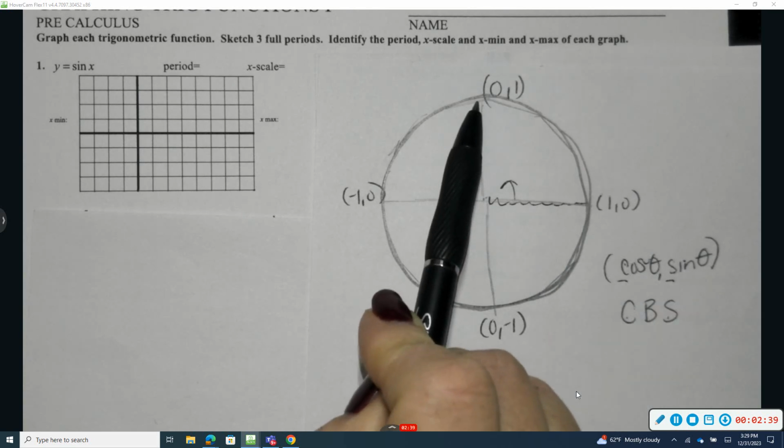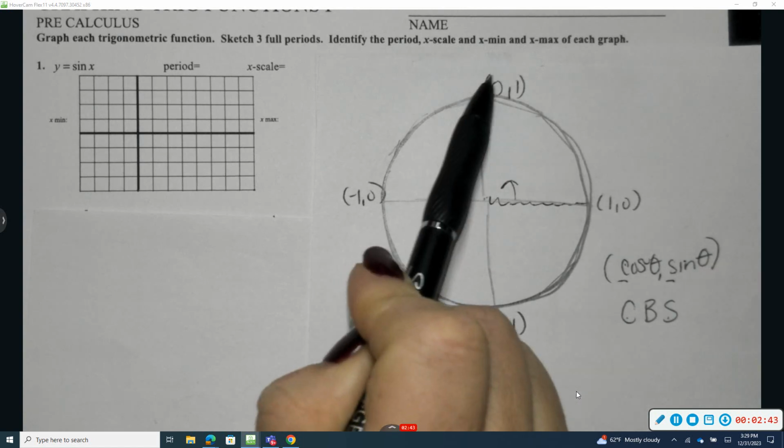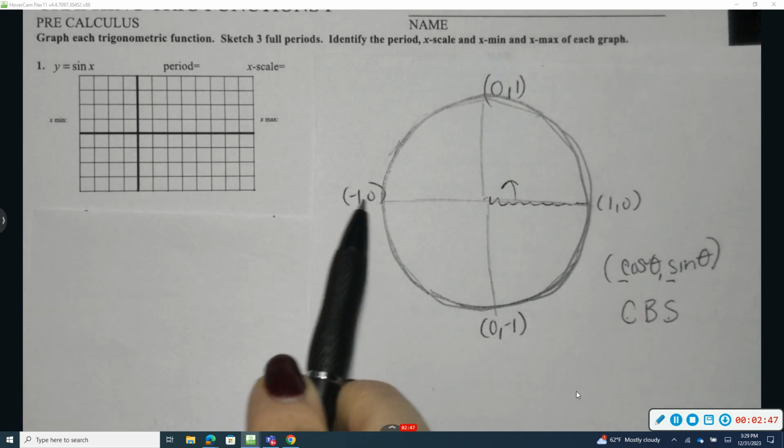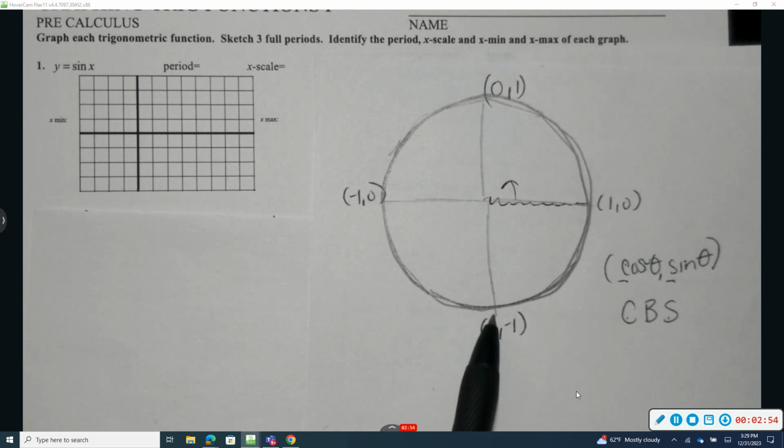At 90 degrees, also known as 1 pi over 2, the cosine is 0 and the sine is 1. And we can do the same for the other 2 points that I have identified. So at 180 degrees, we have a cosine of negative 1 and a sine of 0. And at 270, we have a cosine of 0 and a sine of negative 1. Now, how is that going to help me?